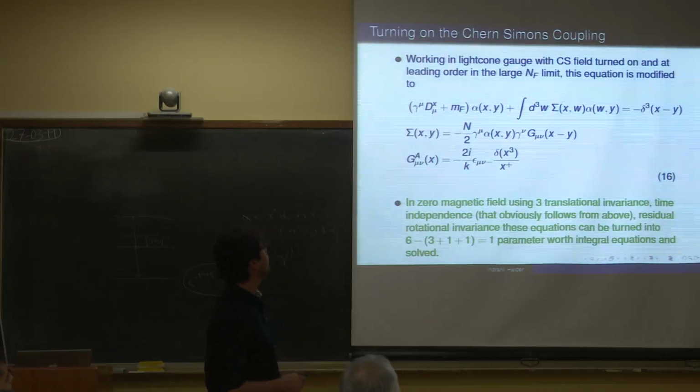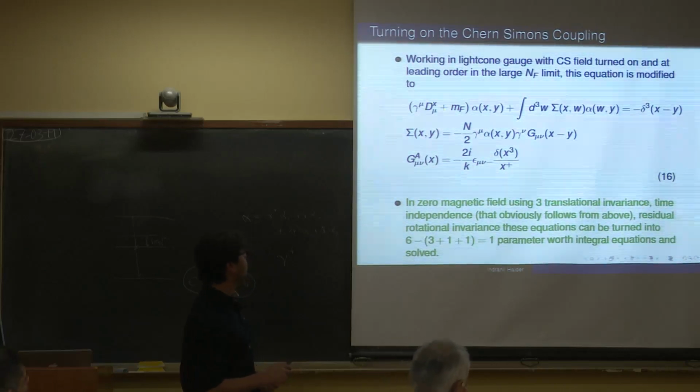Okay, so with these things in mind, we come to turning on the Chern Simons coupling and the interaction. Earlier we were solving this equation for the 2-point function. This was the free Dirac operator, and this is the 2-point function. This is the delta function. Now we have got an extra piece here. This sigma is supposed to be the self energy due to interaction with the Chern Simons theory, and it couples to alpha like this.